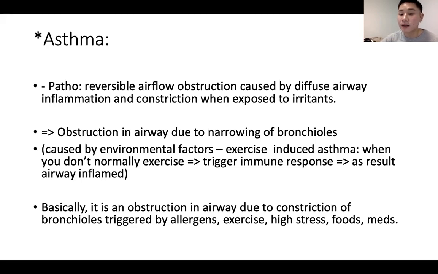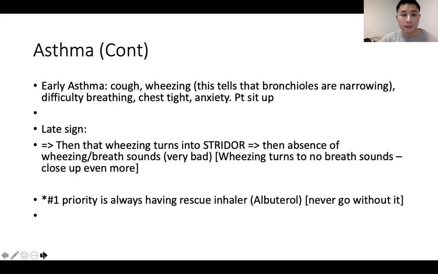Basically, it is an obstruction in the airway due to constriction of the bronchioles, triggered by allergens, exercise, high stress, foods, or medication. Food can be peanut, allergens can be dust, pollen, cat or dog hair, or even a bee sting. We have to know both early signs and late signs. Early signs of asthma are cough and wheezing, which tells us the bronchioles are narrowing. Also difficulty breathing, chest tightness, anxiety, and the patient sits up.